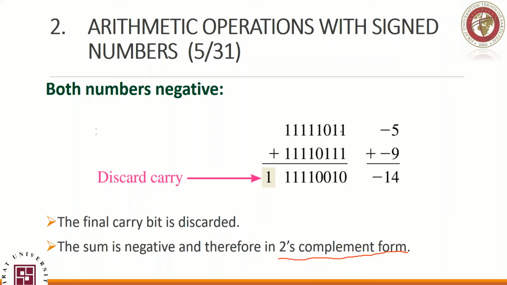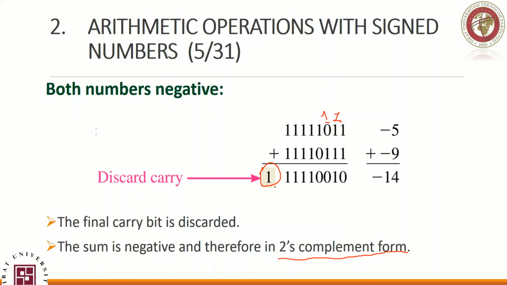Let's apply the procedure. 1 plus 1 is 0 with 1 carried, so we have 1 here. 1 plus 1 is 0 with 1 carried, so we have 1 already here, but we haven't yet done. 1 plus 1 is 0, plus 1 is 1, and we have 1 carried. Apply the same procedure. 1 plus 0 is 1, plus 1 is 0 with 1 carried, again 0 with 1 carried, 1 with 1 carried, until we have a carry totally out of the 8 bits.